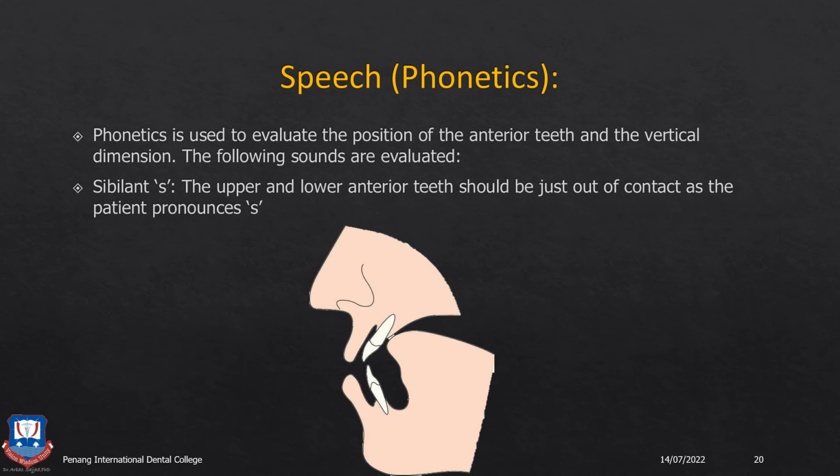So next is speech consideration, that is phonetics. Phonetics is used to evaluate whether the position of the denture teeth and the contours of the maxillary palatal vault of the denture base are proper or not, because these will affect the various sounds like sibilants, linguodental sound, labiodental sound, bilabial sounds, all these things. So first we check for sibilants.